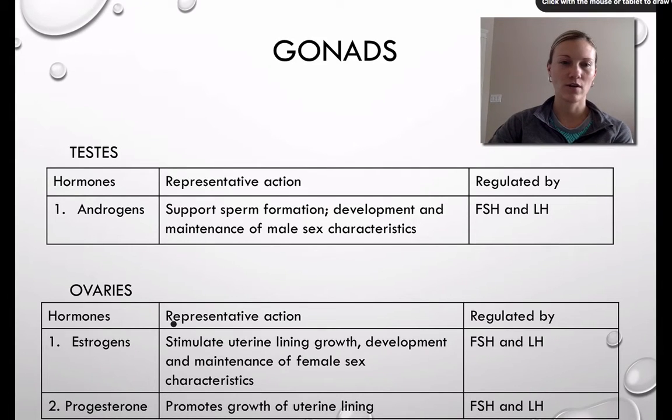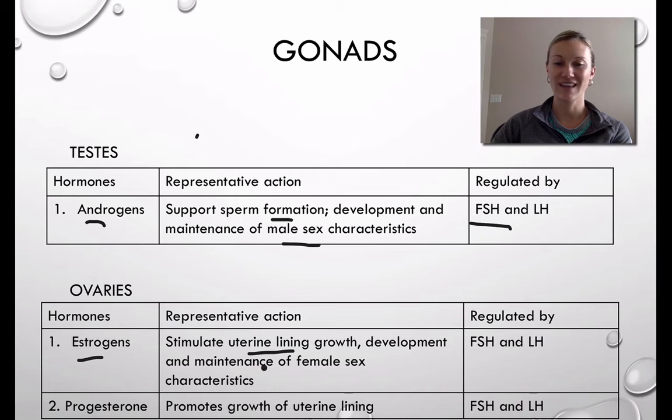But the hormones that are involved here, in the testes, you have androgens, which support sperm formation and development and maintenance of male secondary sex characteristics. It's regulated by follicle-stimulating hormone as well as the luteinizing hormone. And then females have estrogen, which will stimulate uterine lining growth. It also develops and maintains female sex characteristics. Progesterone also stimulates the uterine lining growth as well, and they're both regulated by FSH and LH, or luteinizing hormone.